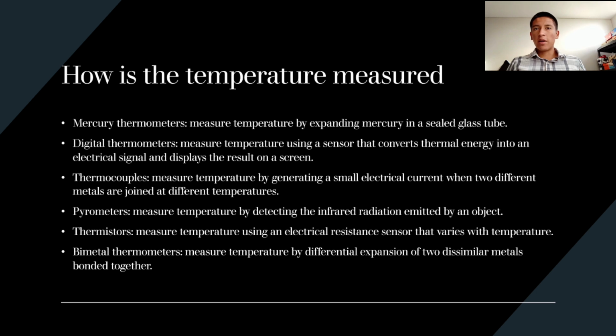Thermocouples measure temperature by detecting the infrared radiation emitted by an object. The thermistors measure temperature using an electrical resistance sensor that varies with temperature, and the bimetal thermometers measure temperature by differential expansion of two dissimilar metals bonded together.